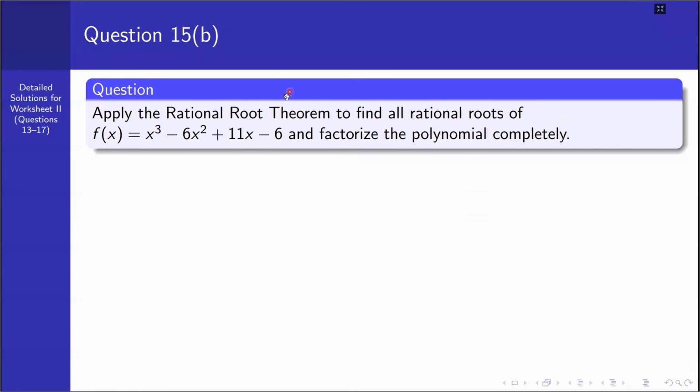Question number 15b, that is the next question. Apply the rational root theorem to find all rational roots of f of x equal to this cubic polynomial function and factorize the polynomial completely.